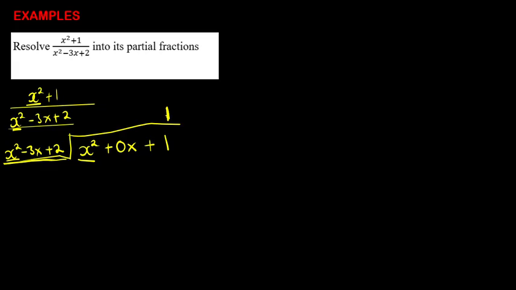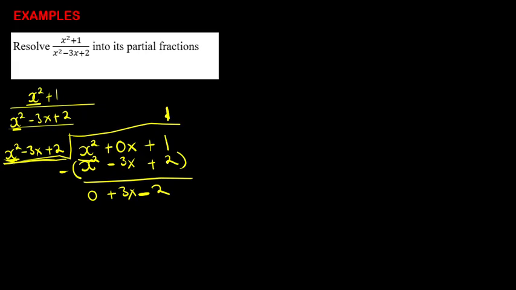Then I'll multiply 1 with the one which is outside. 1 times x squared gives x squared. Then 1 times negative 3x is negative 3x. Then 1 times 2 is 2. Then from there, I'll subtract. Here it will be 0, then 0 minus negative 3 is positive 3x. Then 1 minus 2 is negative 1. So that is your answer.